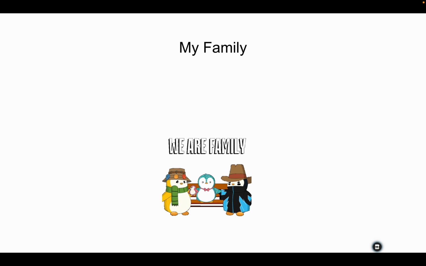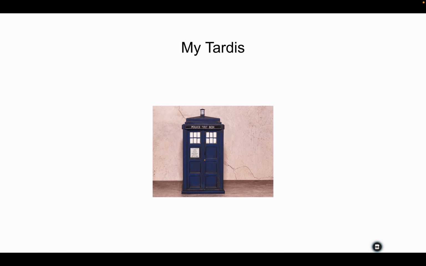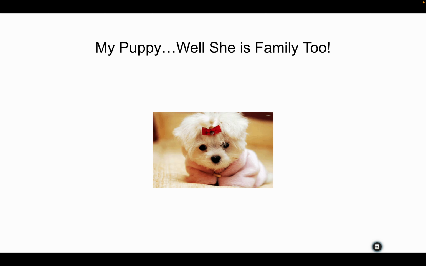Then I go into each specific. My family, why they're important to me. My TARDIS. And my puppy, as I explained, well, she's family too. And I can put this in any order I want. I talk over it, I explain. Short words, images. Make sure you have permission to use the images you use. I have some videos up on how to do an advanced Google image search using Creative Commons searches.